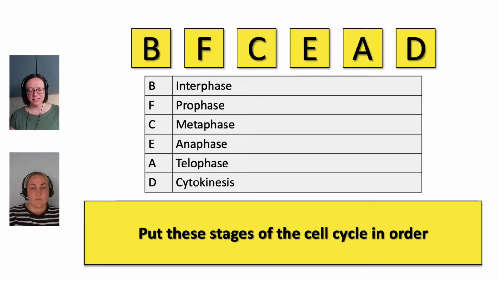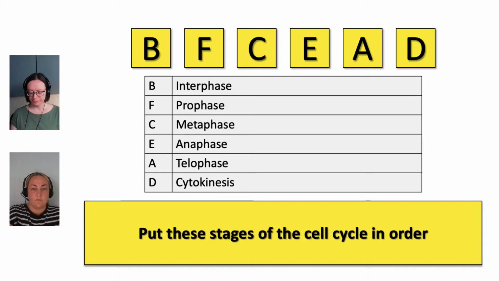So the first phase is interphase. Then you have prophase, metaphase, anaphase and telophase, which are the stages of mitosis. And then the final one is cytokinesis. So really, for your exam, you need to make sure you know the correct order of these stages, but also what happens at each stage. So one thing that you can maybe do after this live stream is go and have a look at your notes or have a look in your textbook and refamiliarise yourself with these stages and what happens at each stage.